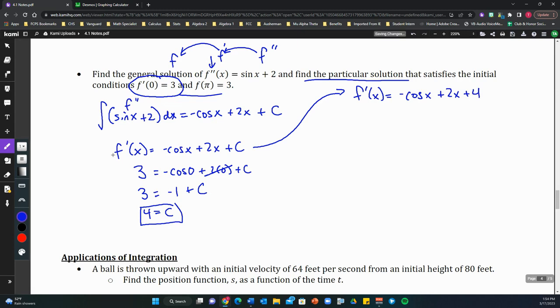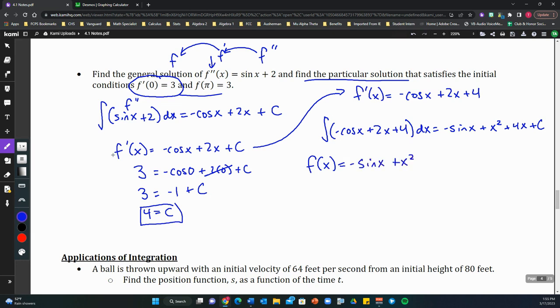But now we're going to repeat that same process over again and integrate f prime to go back to f of x. So we would set up our integral and integrate. The integral of cosine is sine, but because it's already negative, it will stay negative. 2x would turn into 2x squared over 2, or x squared. And then 4 would turn into 4x. But again, don't forget about the plus c. So that is our original general solution, negative sine of x plus all this stuff.